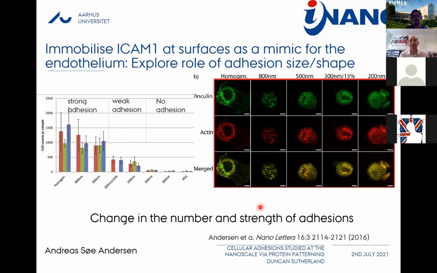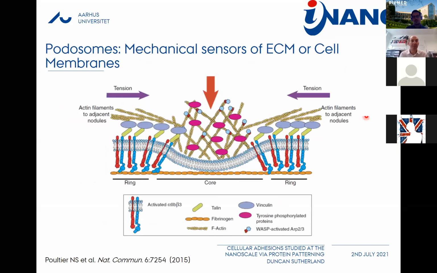These adhesions are characterized by having a punctate, bright core of actin, and also staining for vinculin. These podosomes have a particular structure because they have this role as a mechanical sensor of the surroundings of the cell. It can either look at the mechanical properties of the extracellular matrix or the cell membrane of neighboring cells.